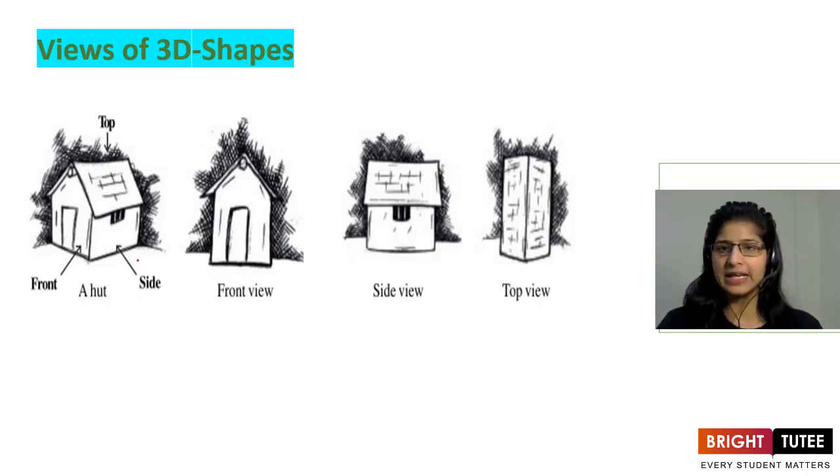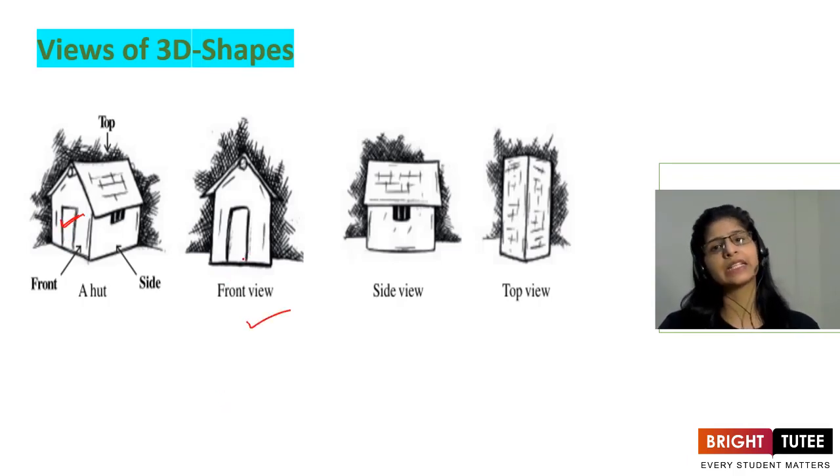Front, side and top. So this is a hut given as you see. Now the front view: if you stand in front of it and have a look, how will it appear to you? This is the front view, right? We have drawn this part here separately to show you just the front view. Now this is the side view.